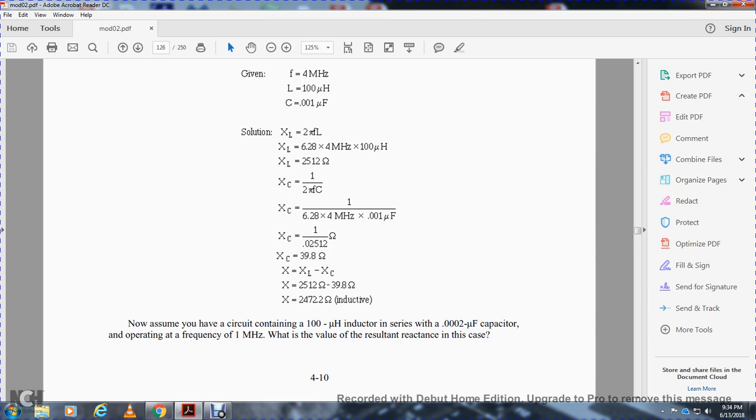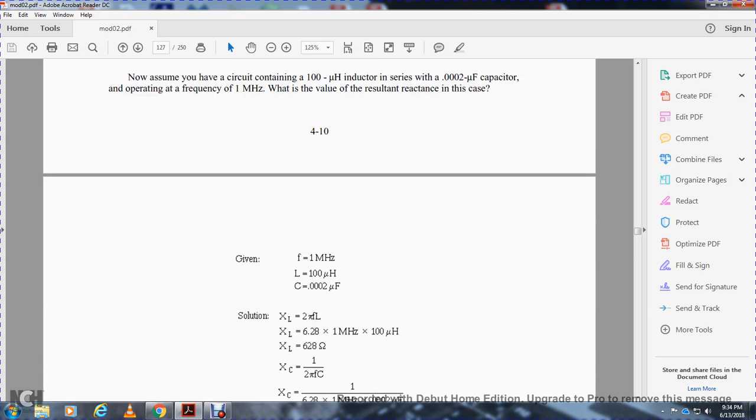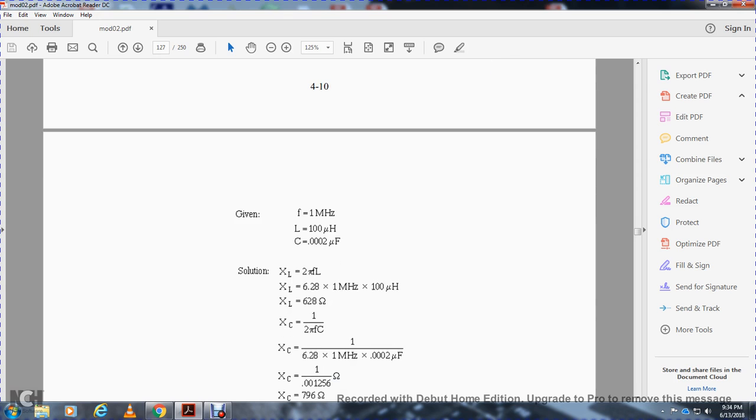Now, assume the circuit contains a 100 microhenry inductor in series with a 10,000th of a microfarad capacitor operating at 1 megahertz. What is the resultant reactance? In this case, the frequency is 1 megahertz, the inductance is 100 microhenries, and the capacitance is 10,000ths of a microfarad. And you get the result.